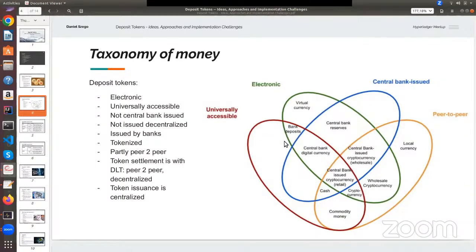If we take a look at deposit tokens, we are somewhere in the direction of bank deposits and a special form of cryptocurrencies, I would say. First of all, a deposit token is a kind of bank deposit because it's electronic and universally accessible, meaning that it's practically a retail payment. But the point is that it is issued centrally, yet it has some decentralized characteristics as well. So in some sense, it has characteristics of stablecoins. We see cryptocurrency here because this money flower is old. So it's a bank deposit, which is electronic, which is retail, but has some peer-to-peer characteristics as well.